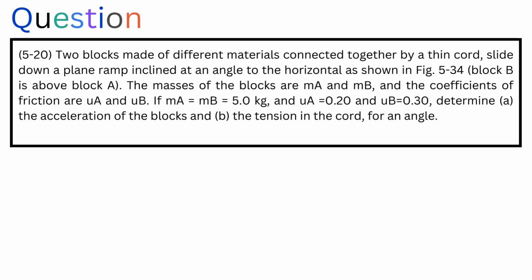Question: Two blocks made of different materials connected together by a thin cord slide down a plane ramp slanted at an angle to the horizontal, as shown in figure 5-34. Block B is above block A. The masses of the blocks are MA and MB, and the coefficients of friction are UA and UB. If MA equals MB equals 5.0 kg and UA equals 0.20 and UB equals 0.30, determine A. the acceleration of the blocks and B. the tension in the cord for an angle.